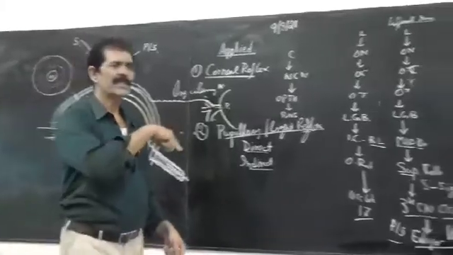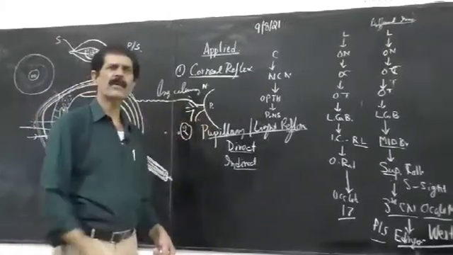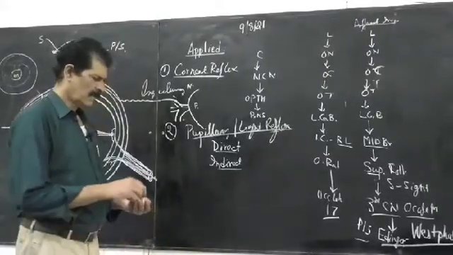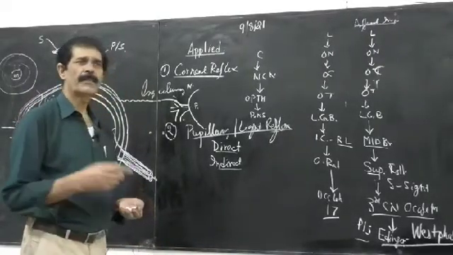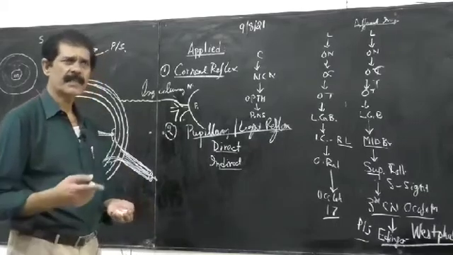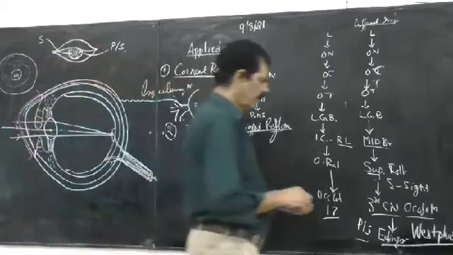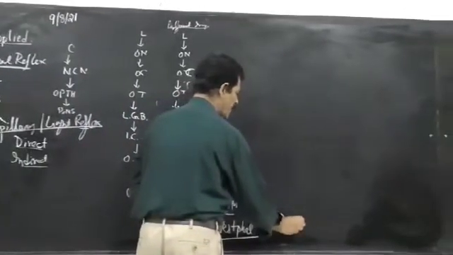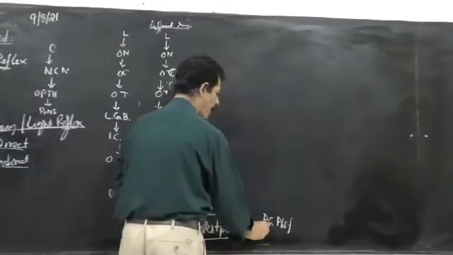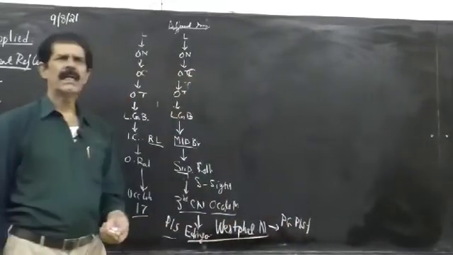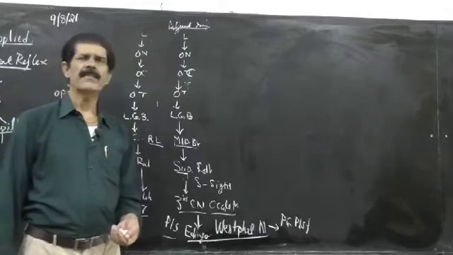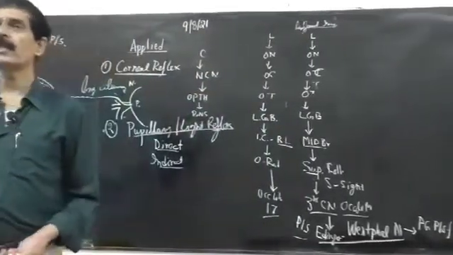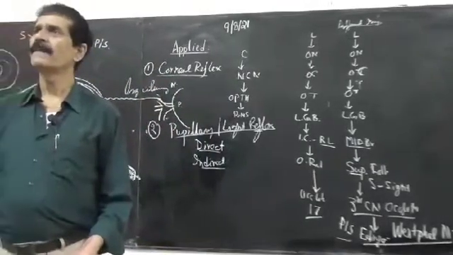So this response will go to the Edinger Westphal nucleus. And from the Edinger Westphal nucleus, what happens? Preganglionic parasympathetic fibers start from here, and they are made for smooth muscles in the eye. They have to reach the eye.